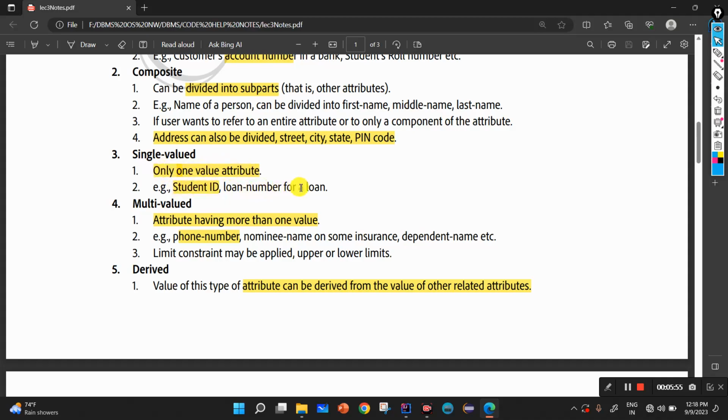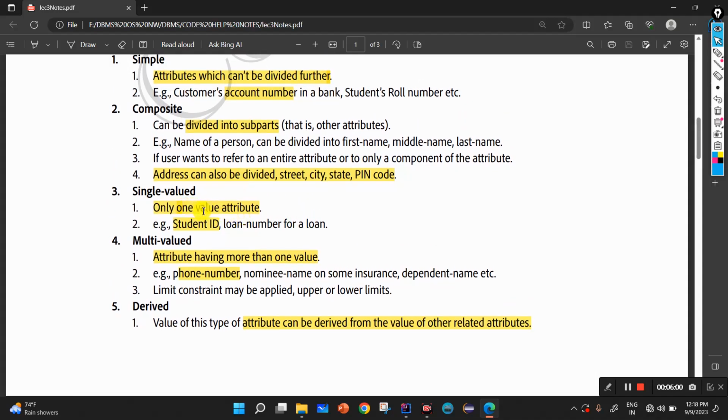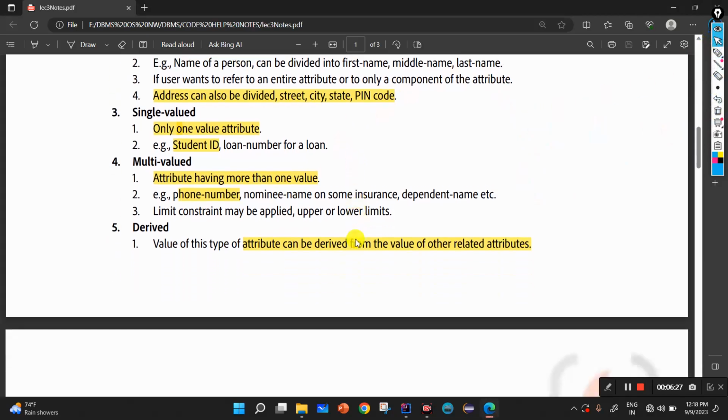Single-valued means an attribute with only one value, like student ID or loan number of a loan. There is only a single value. Multi-valued means there are multiple values. Example, phone number. A student or a person can have more than one phone number, so there are two phone numbers of one person. Got the point? So phone number is multi-valued.